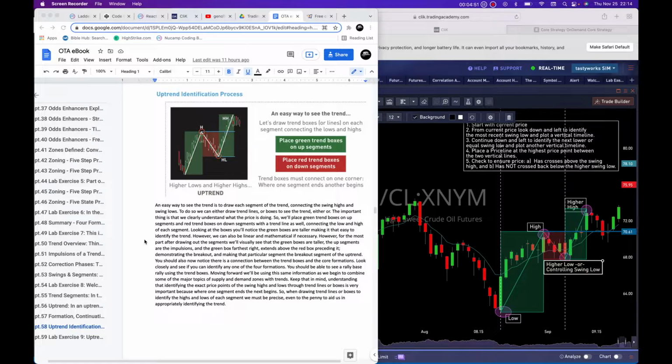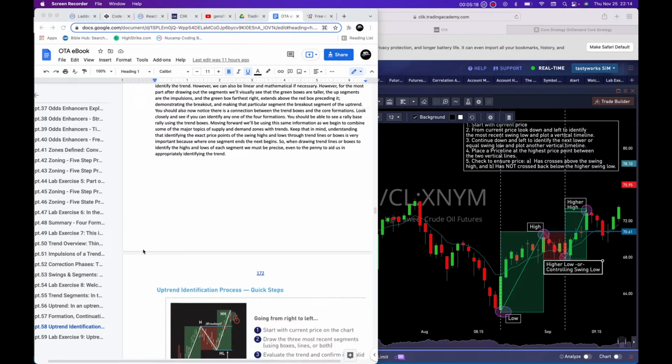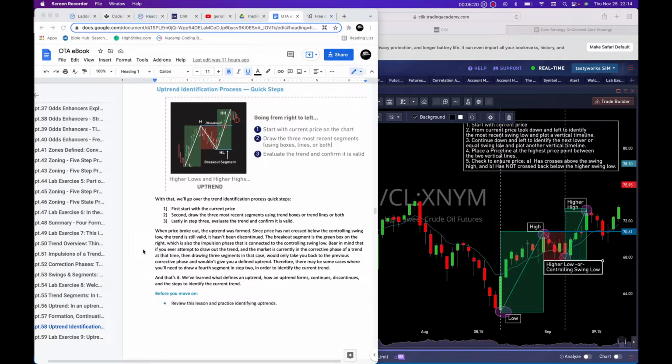Now keep that in mind, understanding that identifying the exact price points of the swing highs and lows through trend lines and or boxes is going to be very important, because where one segment ends, the next segment begins. So in drawing trend lines or boxes to identify the highs and lows of each segment, we must be precise, even to the penny, to aid us in appropriately identifying the trend.